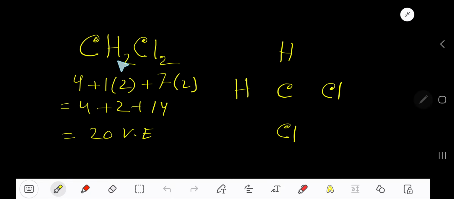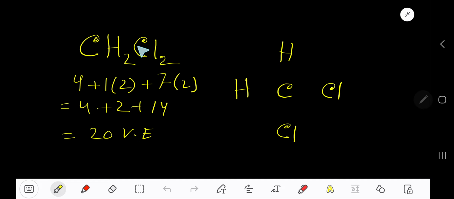Dichloromethane Lewis dot structure. Here carbon has 4 valence electrons, hydrogen has 1 valence electron multiplied by 2 as we have 2 hydrogen atoms. Chlorine has 7 valence electrons multiplied by 2 as we have 2 chlorine atoms. 4 plus 2 plus 14 is 20 valence electrons. These 20 valence electrons have 2 tasks at the same time.